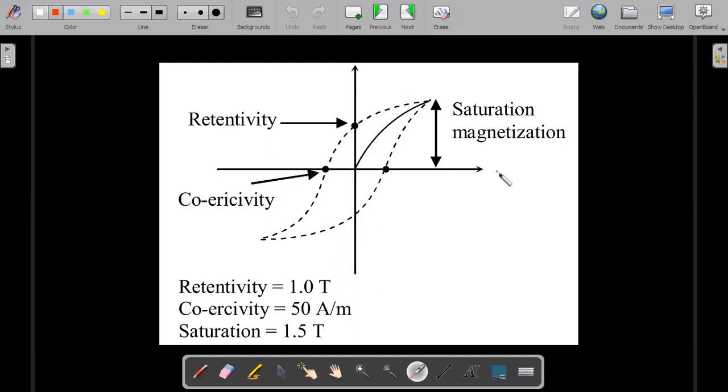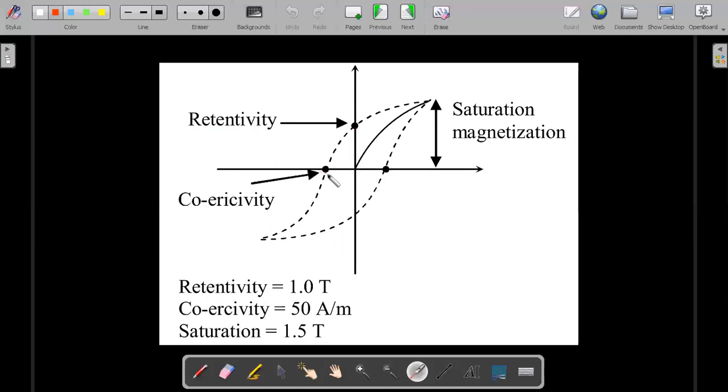So even after H is 0, that is the current you supplied to that magnet is 0, the value of B still remains, and that's why it is called retentivity, the word means the value would be retained. Actually there's another name for this, it's also called remanence. Okay, right? So that remaining value he has given as 1 Tesla here.